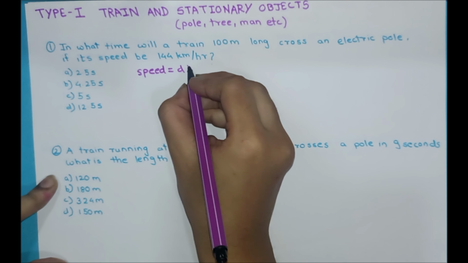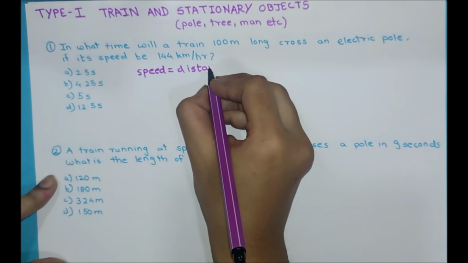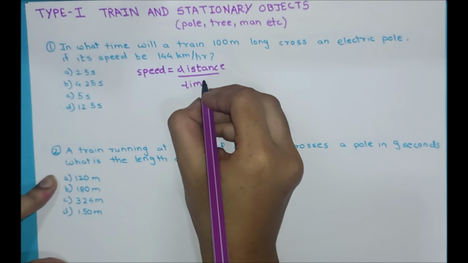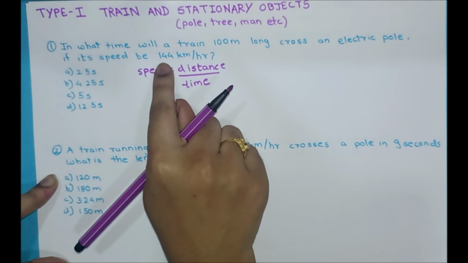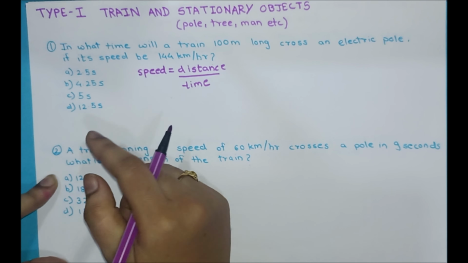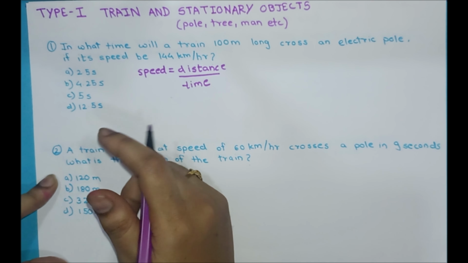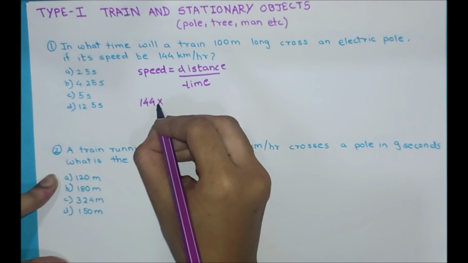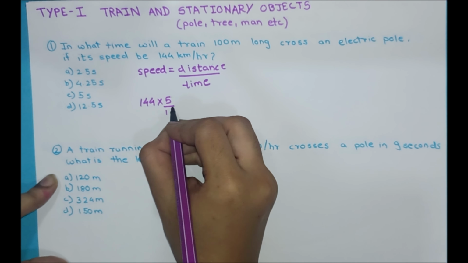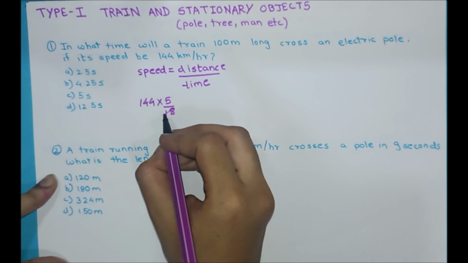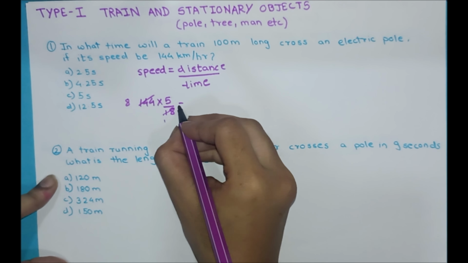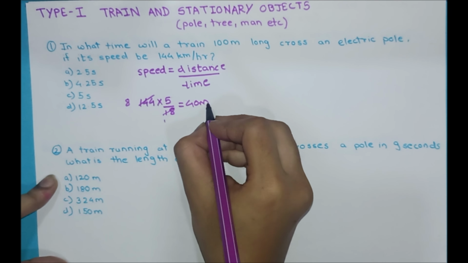equal to distance divided by time. Now the speed is given in kilometer per hour. We need to convert it into meter per second. So we write it as 144 and multiply it by 5 by 18. This is 18 ones are 18 and 18 eights are 144. We get the speed as 40 meter per second.